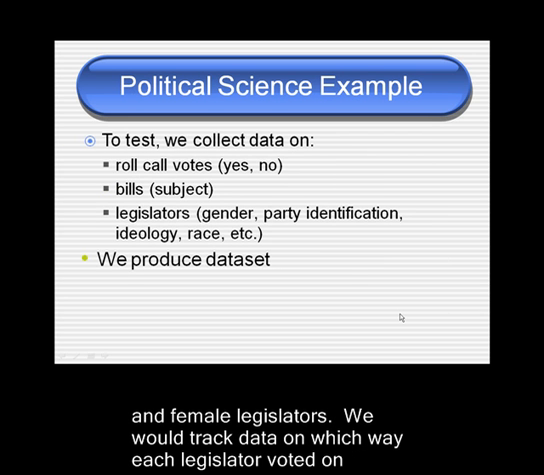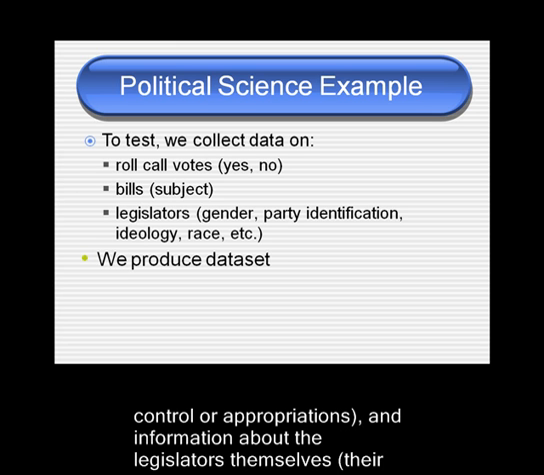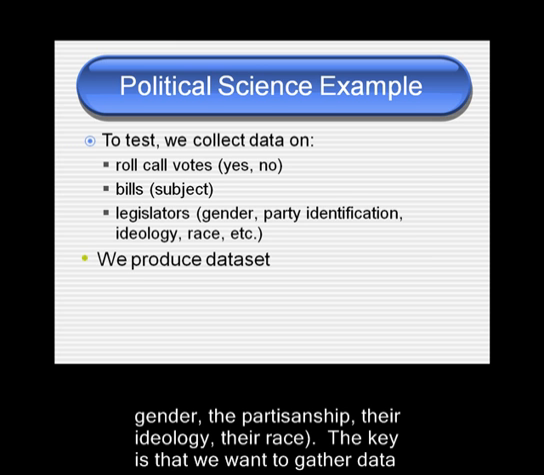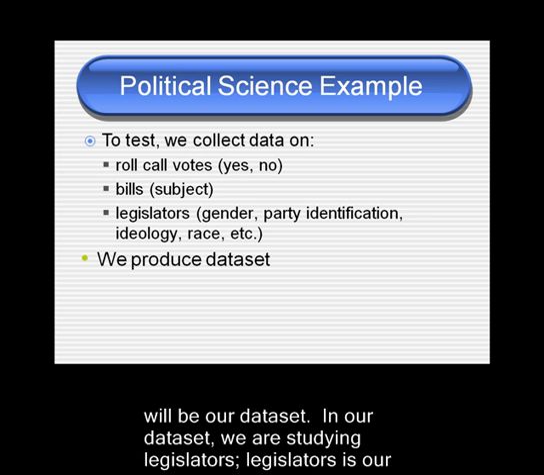and female legislators. We would track data on which way each legislator voted on specific bills, yes or no, information about the bills, were they about abortion or gun control or appropriations, and information about the legislators themselves, their gender, the partisanship, their ideology, their race. The key is that we want to gather data about all things that might influence the roll call votes of these legislators. The result will be our data set.